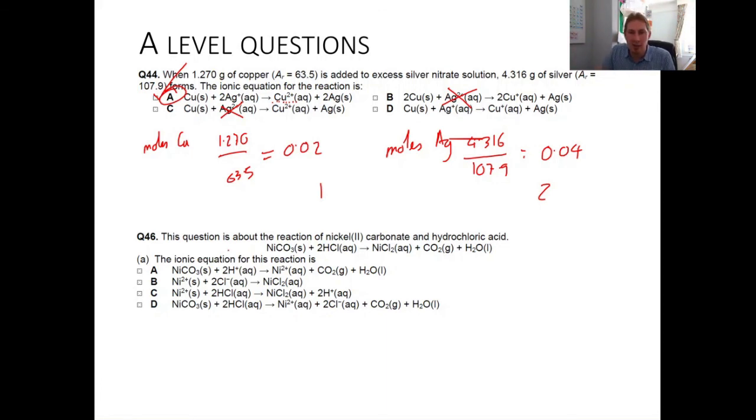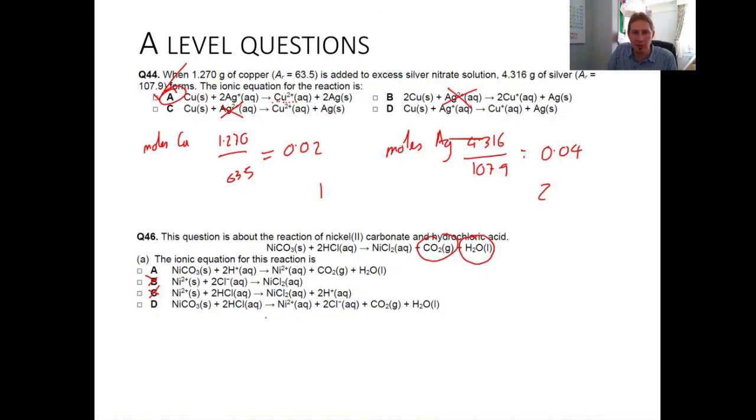Down here, reaction of nickel carbonate and hydrochloric acid. Okay, let's have a look. Well, we know that for the ionic equation we're not going to touch a covalent molecule, so it's got to have H2O on the right hand side, so instantly B and C are wrong. We know we're not going to touch this covalent molecule, carbon dioxide. That must be in the ionic equation.